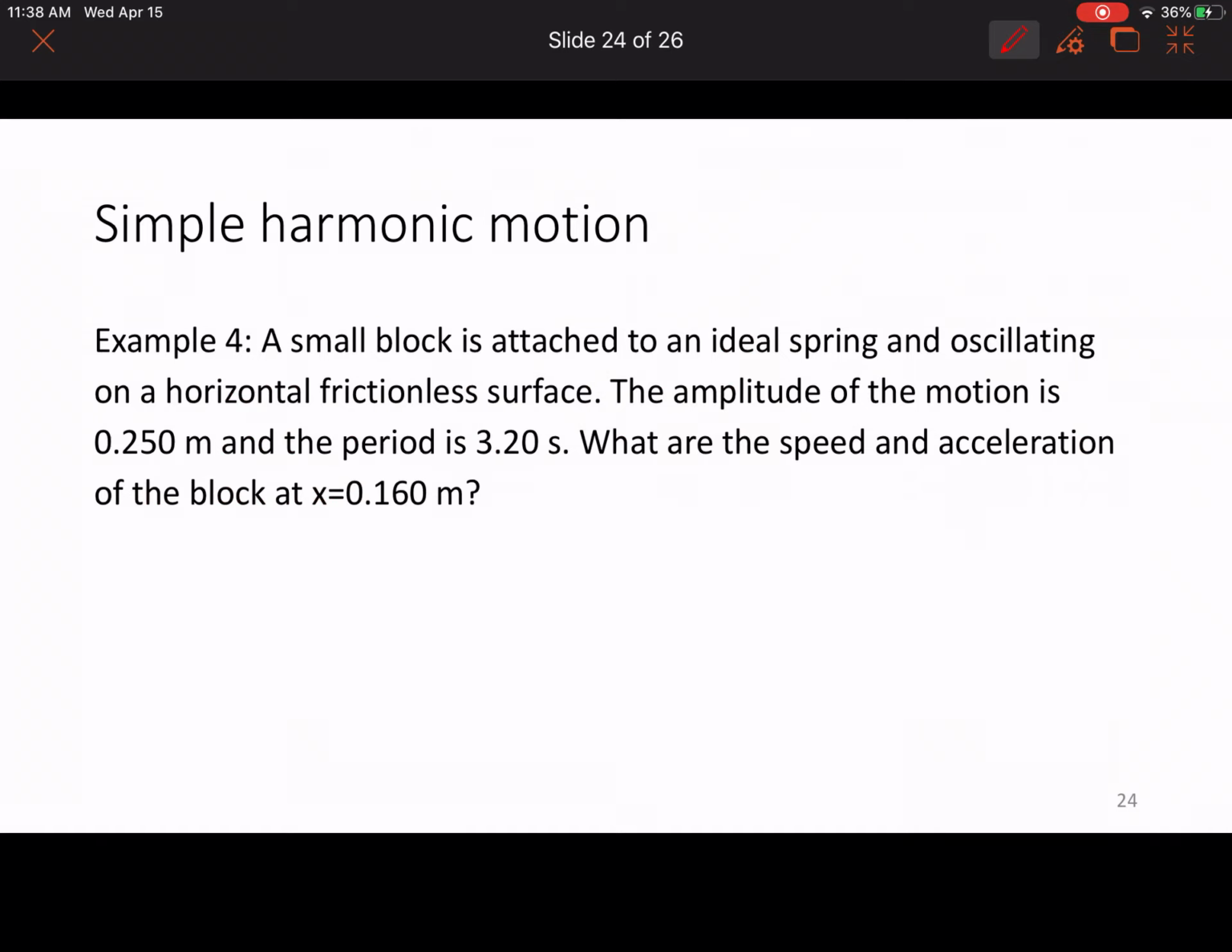So we're going to do one more quick example of this. I want you guys to give this a shot. Imagine a small block is attached to an ideal spring oscillating on a horizontal frictionless surface. The amplitude is 0.25 meters, period is 3.2 seconds. What I want you to figure out using energy is what are the speed and acceleration of the block when you are at x equals 0.16 meters.